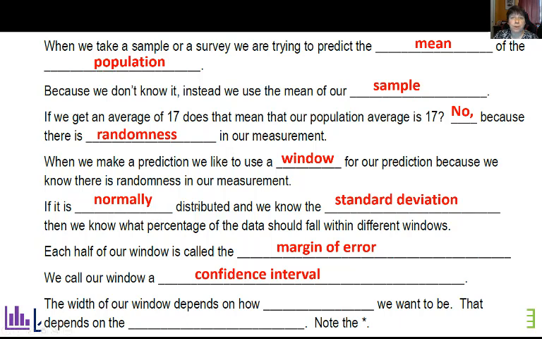The width of our window is going to depend on how confident we want to be. For example, if I wanted to be 100% confident, I could say, oh, 0 miles, and I'm pretty sure nobody's more than 100 miles away. I could even say 1,000 miles, which you know is impossible for them to drive to and from work. But that's not going to be a very impressive prediction, all right?